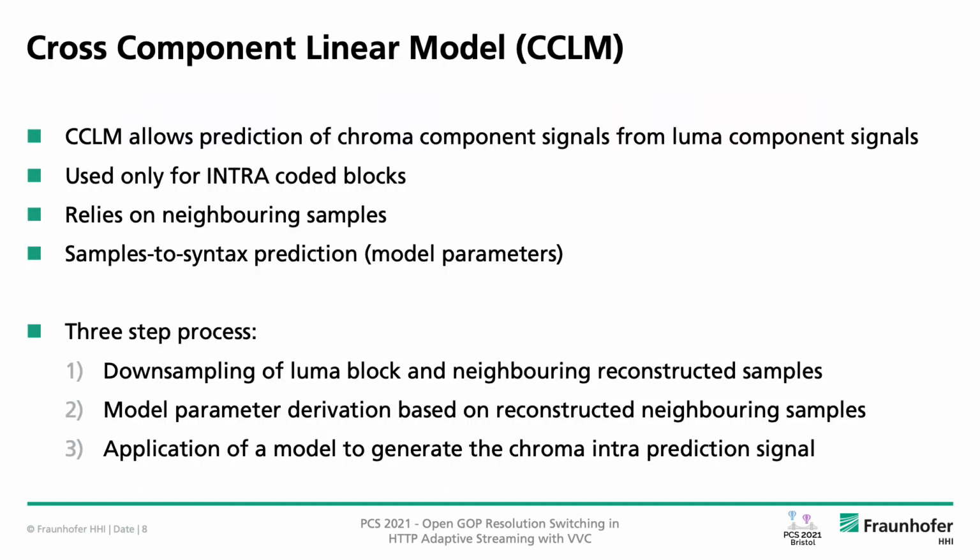And the culprit here is the cross-component linear model, or CCLM. This tool in VVC allows to predict the chroma component signal from the Luma component signal. It's only used for intracoded blocks and relies on the neighboring samples. In a sort of samples to syntax prediction, it derives model parameters from sample values. The three-step process goes like this. First, the Luma block and its neighboring reconstructed samples are downsampled. Then the derivation of the model parameter is based on these neighboring sample values. And the third step is then to apply this model to get a chroma prediction signal.